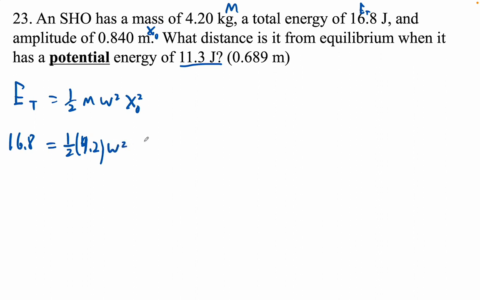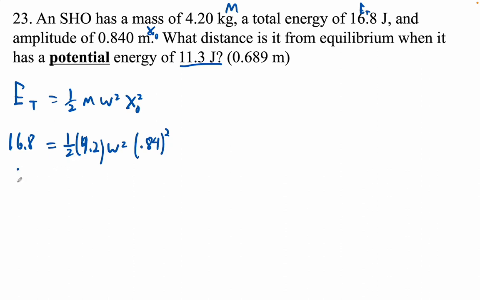Okay, omega squared, which we don't know, but we do know the amplitude's 0.84 squared, right? So let's solve this for omega. So 16.8 times 2 to get rid of that, divided by 4.2, divided by 0.84 squared. And this is going to be what omega squared is, right?